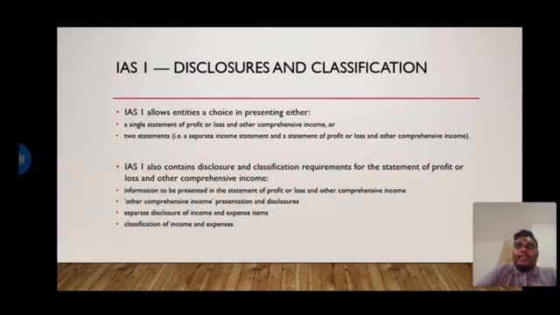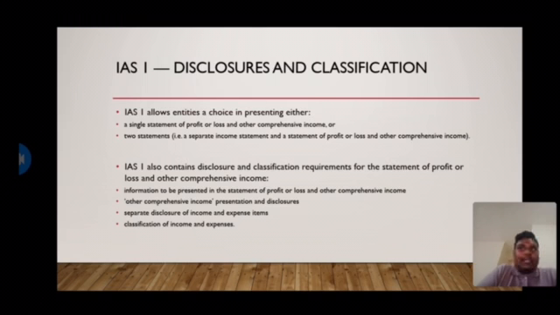So we are at disclosure and classification. Here IAS 1 allows entities a choice in presenting either a single statement or two statements, as we saw before in the previous slide. So a single statement of profit or loss and other comprehensive income, or two statements: a separate income statement and a statement of profit or loss and other comprehensive income.